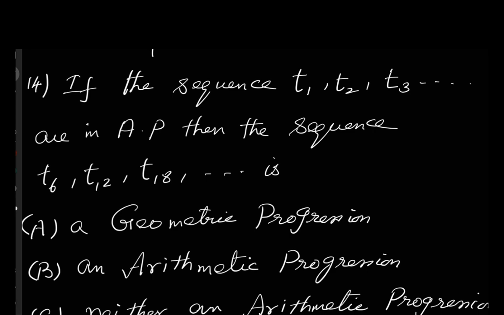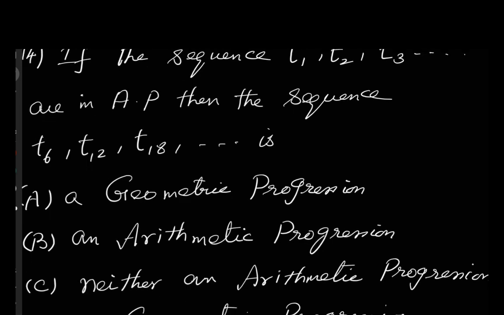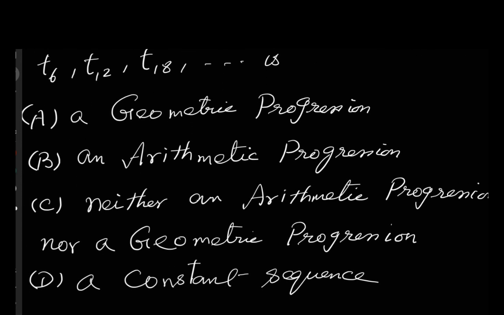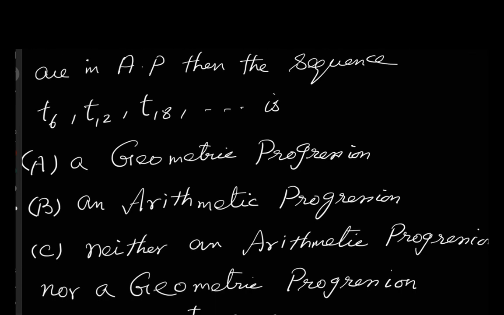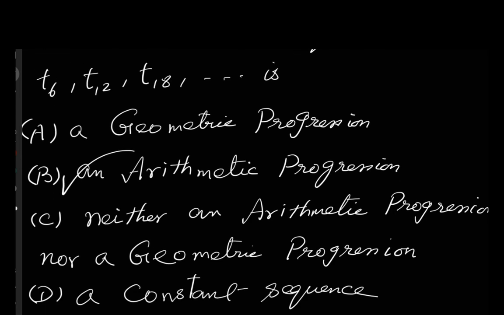Next sum. If the sequence T1, T2, T3 and so on are in AP, then the sequence T6, T12, T18 is dash. It could be a geometric progression, arithmetic progression, neither, or a constant sequence. In an AP sequence we have first term, second term, third term. Here the sequence is the 6th term, 12th term, 18th term. See the suffix of these terms: 6, 6 plus 6 is 12, 12 plus 6 is 18. 6 is being added, a common difference. So the suffix is increased by the common difference 6, so it is an arithmetic progression. Option B.